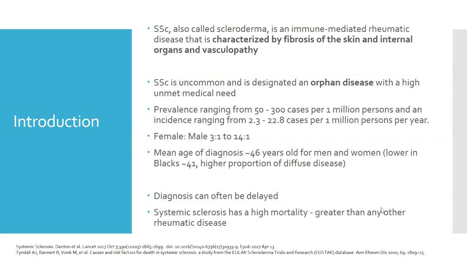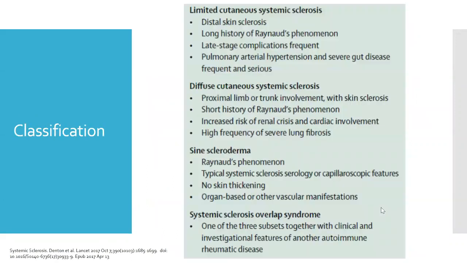It does carry a high mortality, greater than any of the other rheumatological disorders, and it is the most common autoimmune cause for connective tissue disease ILD. In general, when we classify scleroderma, these are the four big types that we talk about. There is a limited cutaneous type, there's the diffuse cutaneous type, there's sine scleroderma, which is associated with no skin thickening. You can still have organ-based fibrosis and vascular manifestations, and then overlap of scleroderma with other autoimmune diseases, primarily myositis comes to mind. But the big two are the limited cutaneous and the diffuse cutaneous.